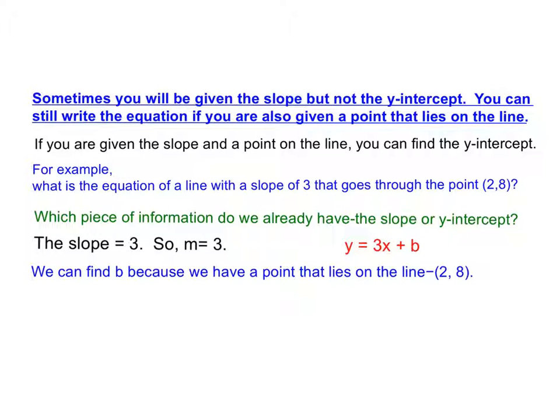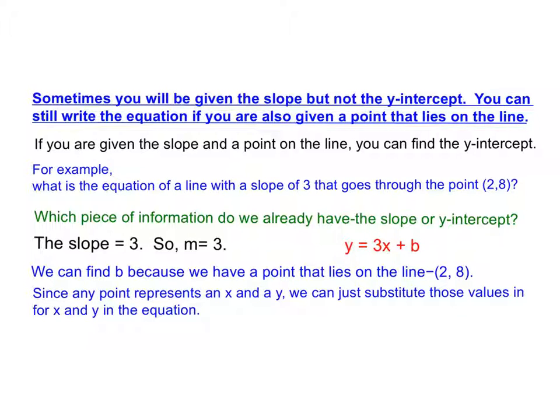And that's what this says. We can find b because we have a point that lies on the line, (2, 8). And that's where we're going to plug those values in. So I'm going to plug 2 in for x, and I'm going to plug 8 in for y, and then I'm going to solve for b. That's what this says here. Since we have a point, so these are the steps. The things that I've been saying now you can write down in your notes, so that when you go to do problems on your own, let's say you forget what to do, the notes all tell you exactly what you need to do.